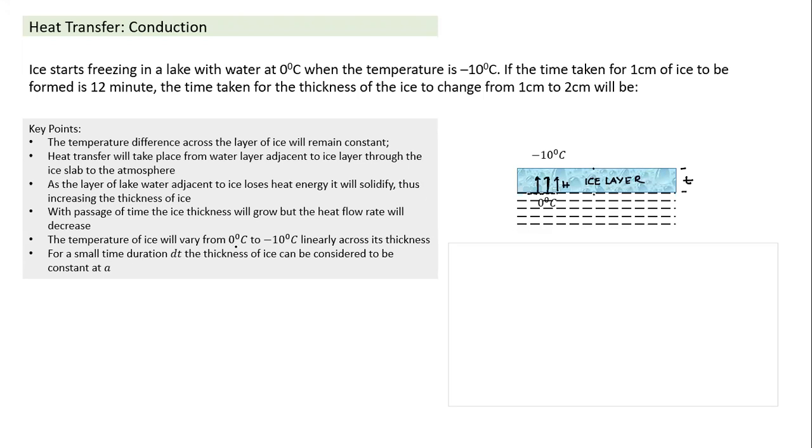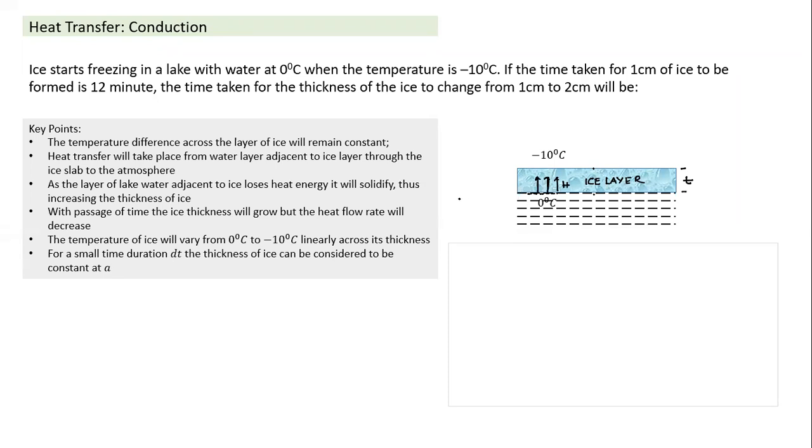So temperature in ice varies linearly across the thickness. Another thing, this also will act like a steady state since the temperature is constant, and it is happening slowly. So during this phase also, the temperature varies linearly across the thickness. And for a small interval dt, we analyze what happens over a small time dt.